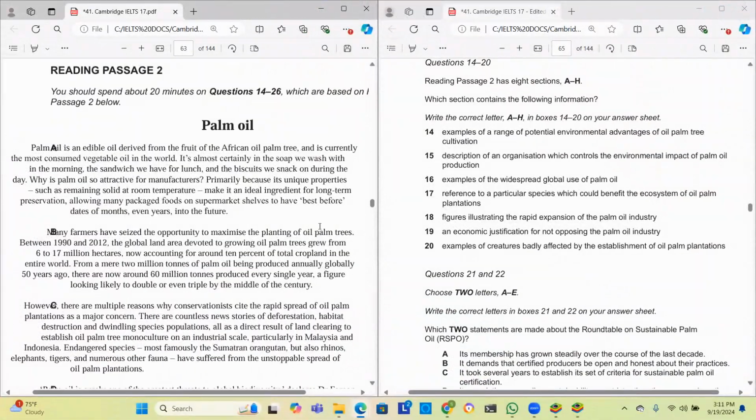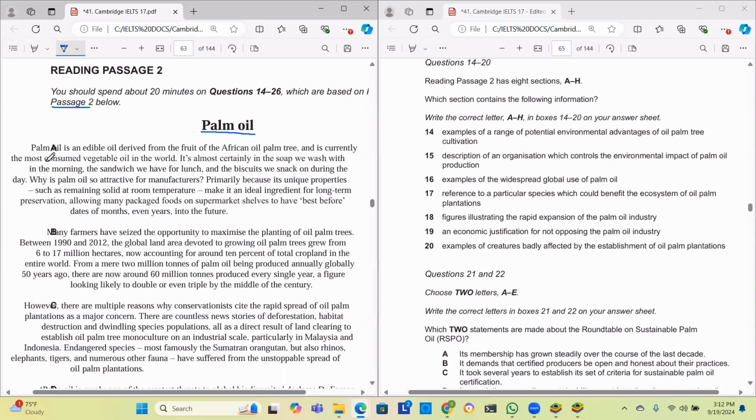The first paragraph, A: Palm oil is an edible oil. Whenever you read, you need to have a pencil in your hand if you're taking the paper-based test. And if you're taking a computer-based test, you need to have this marker, so that you can underline like this. I want you to underline all the keywords like this, whatever you read.